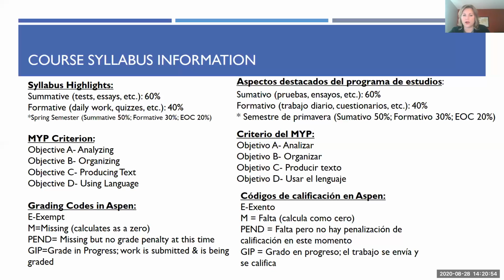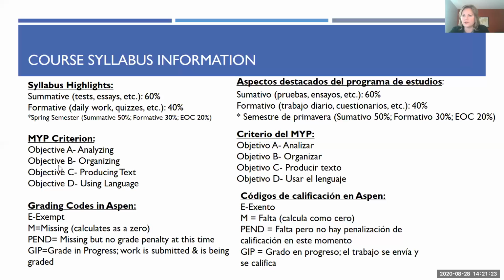Right now, we are not completely sure if we're still going to have the end of course test for ninth grade literature in the spring, but if we do, the category percentages will change to 50% for the summative grades, which are those grades where students demonstrate mastery of skills, 30% for the formative, which are those grades where students practice things towards mastery, and then the end of course test counts 20% of the student's overall grade.